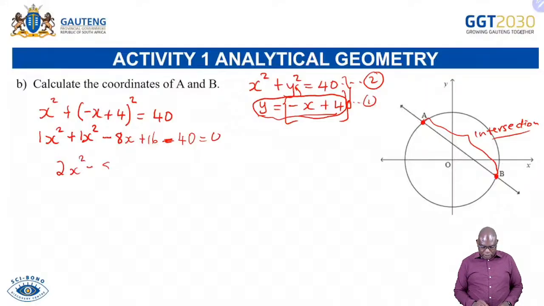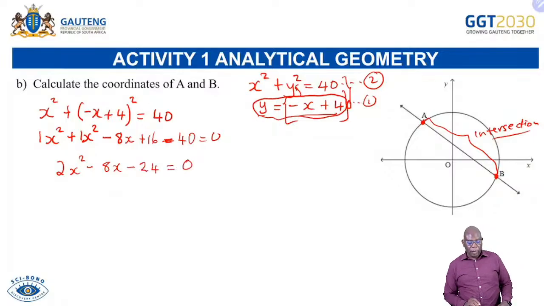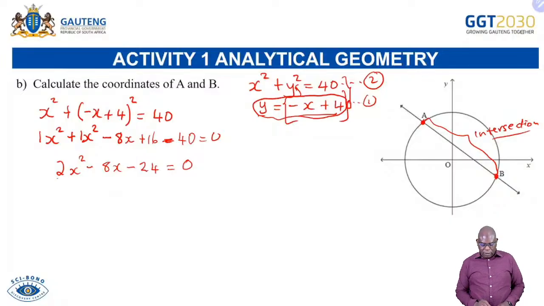We have minus 8x. Then we subtract this, I'm going to get negative 24, which is equals to 0. In this case, I can see that 2 can divide all of this, so I divide everything by 2. Please do not forget to divide the 0 by 2 also. So it's x squared minus 4x minus 12 equals to 0.